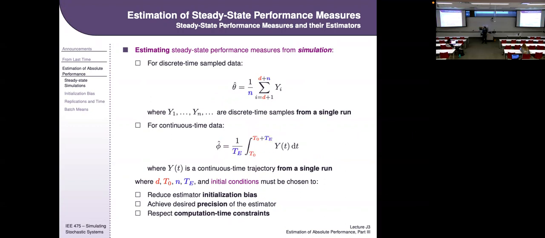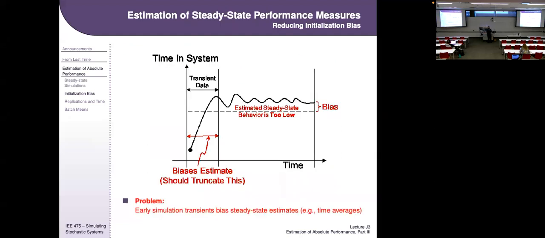And so the big question here is, how do I choose the warm-up period? That's D or T naught. And how do I choose the length of the sim? That's in the number of customers, for example, or the end time. And then also the initial conditions. I can choose different initial conditions. All 5 of these things, or really 3 of these things, because this is the continuous version of the discrete, I choose to reduce my bias, achieve precision, and respect my computational budget. So what we need to say is what are methods we can use to do that?